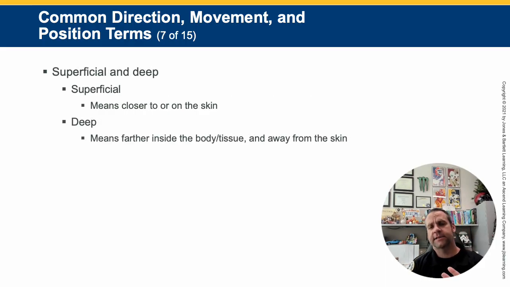Moving on, let's talk about superficial and deep. Again, this is going to be essential language when you're describing the depth of an injury or structure in relation to the surface of the body. These terms come up frequently in trauma assessment, wound documentation, and even in your initial patient impression. Superficial means closer to or on the surface of the skin.